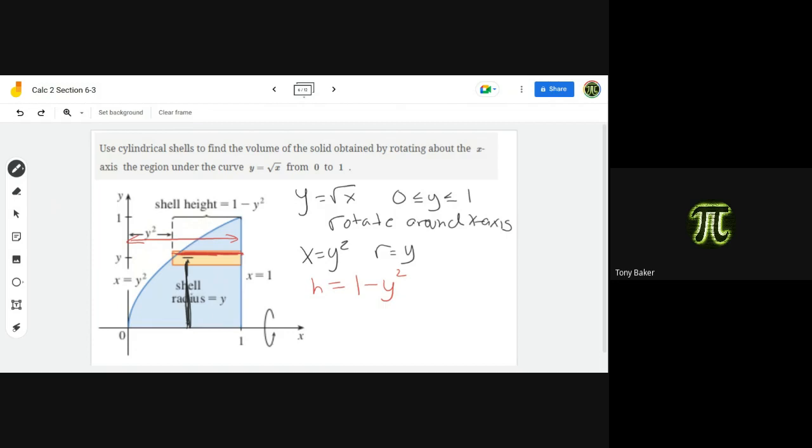So now I set up my integral. 0 to 1. It's 1 minus y squared, because we're taking this rectangle here. That's the 1. And we're subtracting off that piece, which is the y squared. So 2 pi y times 1 minus y squared dy.